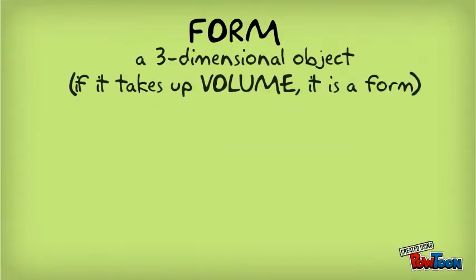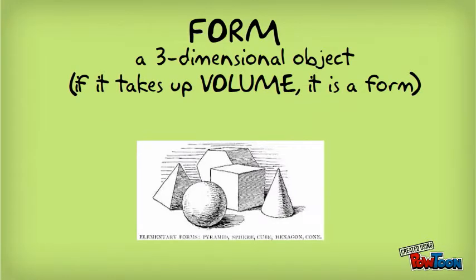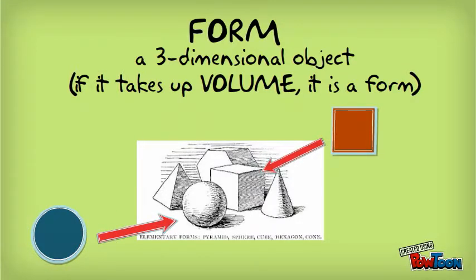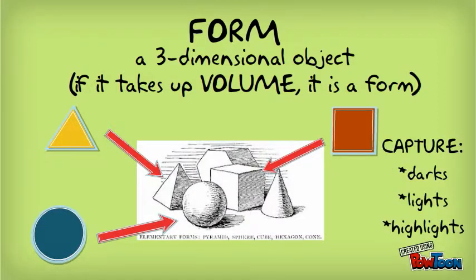Form. A three-dimensional object. If it takes up volume, it is a form. Here with shading, the circle becomes a sphere, the square becomes a cube, and the triangle becomes a pyramid. Capturing darks, lights, and highlights with shading creates form.